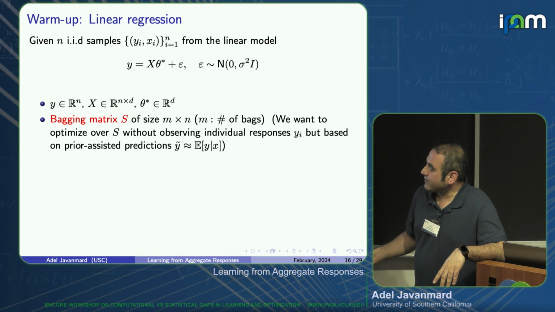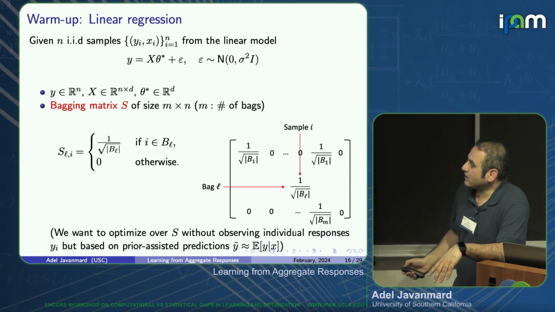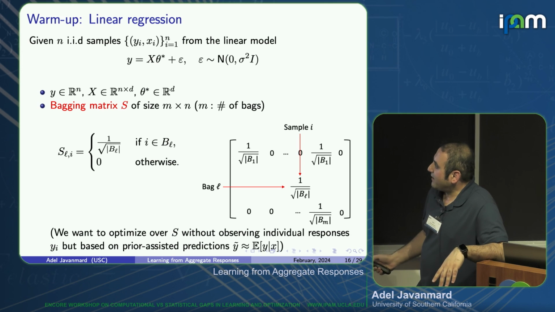And I want to optimize over the choice of S. But again, you don't have access to the individual labels. But based on this prior information, how can we optimize over the matrix S? Okay. So how do I come up with this matrix S?